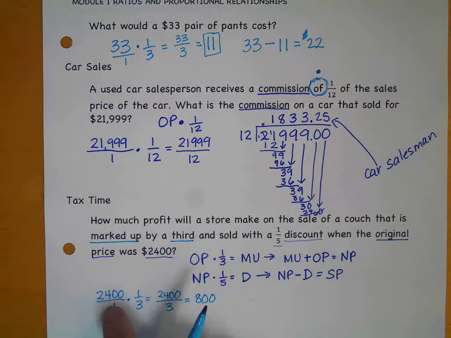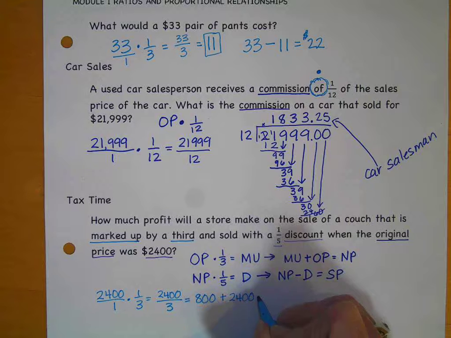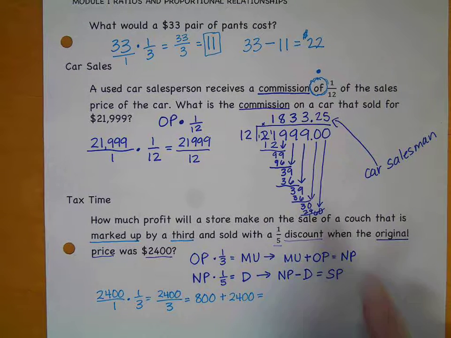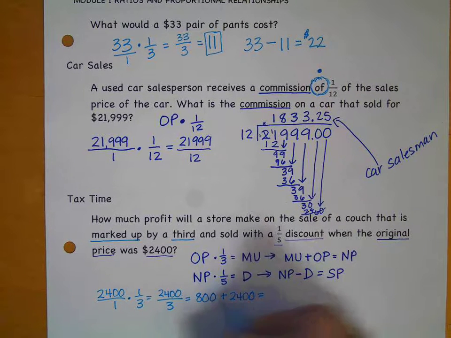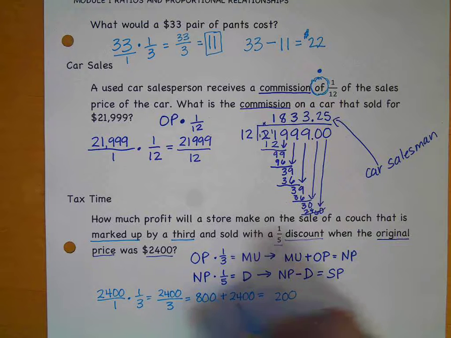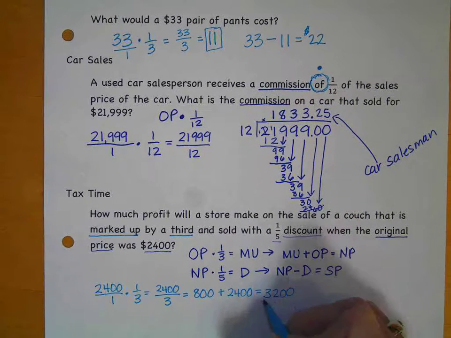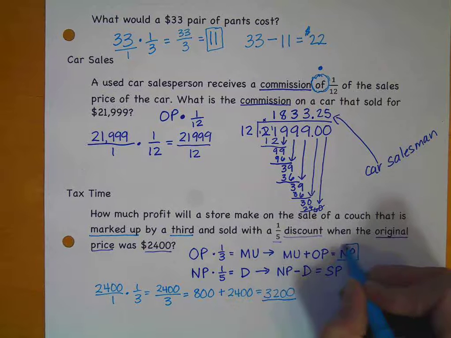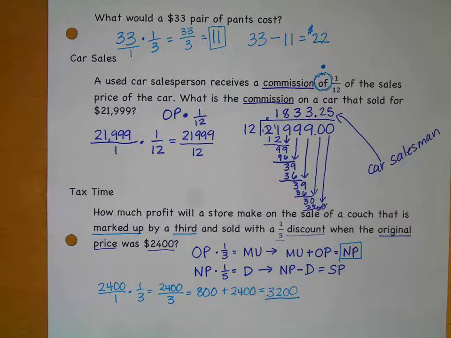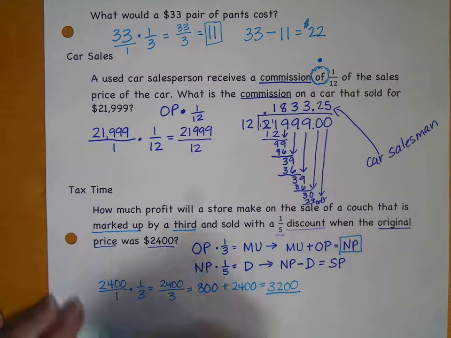Follow your chart. It says we then have to take that markup and add it to the original. So we're going to take 800 plus 2,400, because that was the original, right? And that's going to give us our new price. 0 plus 0 is 0, 0 plus 0 is 0, 8 plus 4 is 12, carry the 1, 2 plus 1 is 3. Okay, so now we have this right here. Is everybody with me so far?